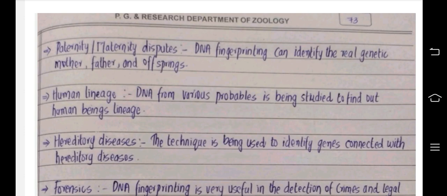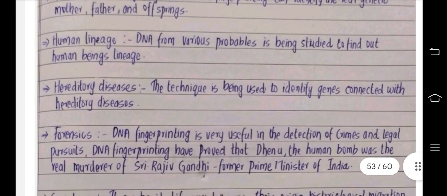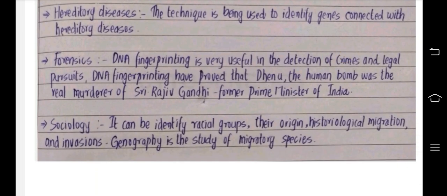Human lineage: DNA from various probes is studied to find out human lineage. And hereditary diseases: the technique is used to identify genes connected with hereditary diseases. Then forensics: DNA fingerprinting is very useful in the detection of crimes and legal pursuits. DNA fingerprinting proved that the human bomb was the real murderer of Shri Rajiv Gandhi, Prime Minister of India.